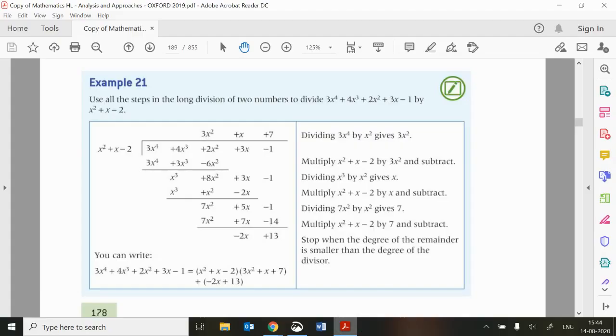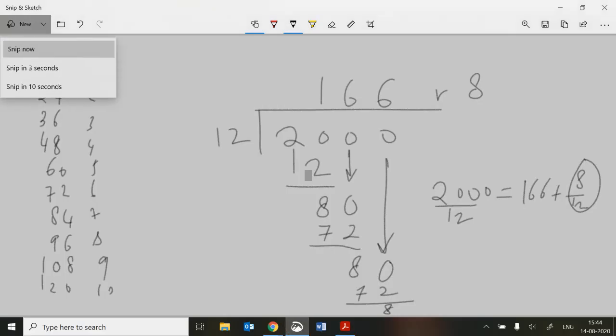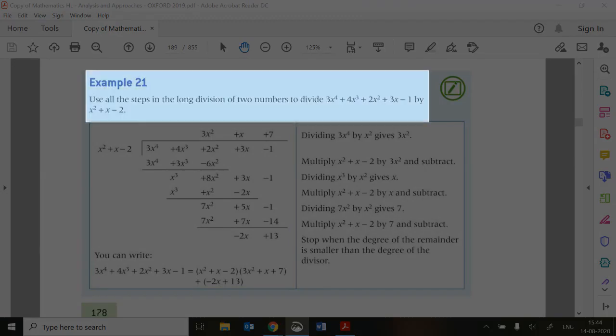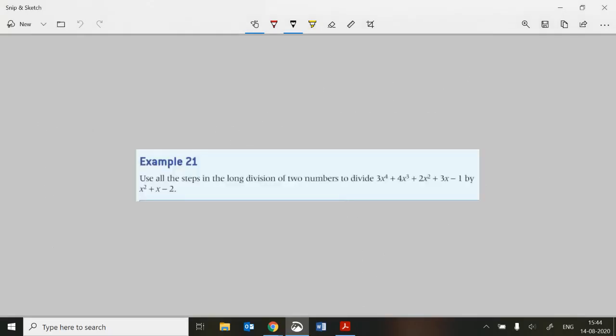Okay, so let's have a look at this question here. We've got example 1 and see how they do this. Okay, now you're going to need plenty of practice with this. And so this one is saying divide this by this thing here. Right, so we're going to do 3x to the 4 plus 4x cubed plus 2x squared plus 3x minus 1.